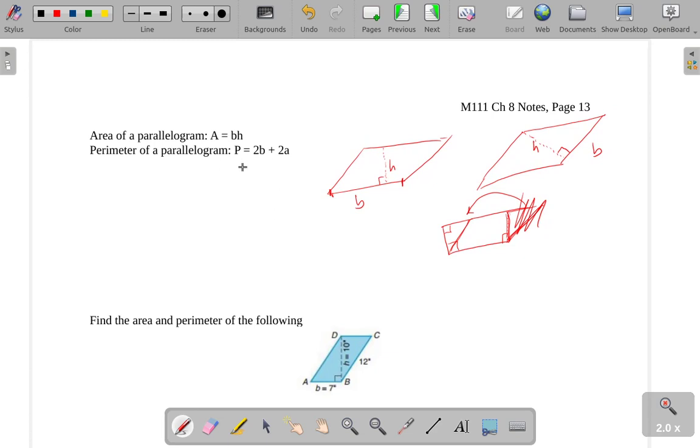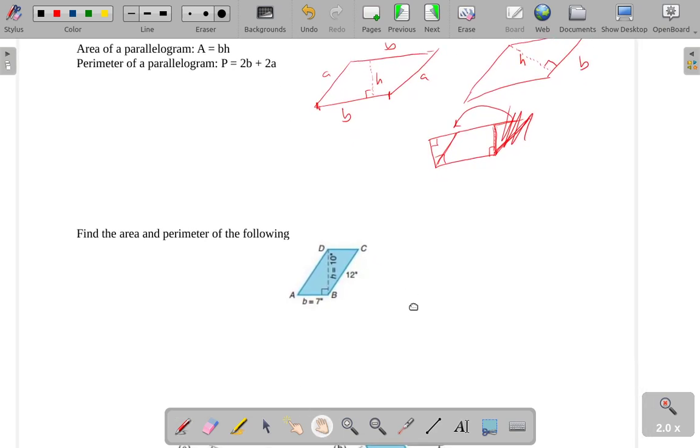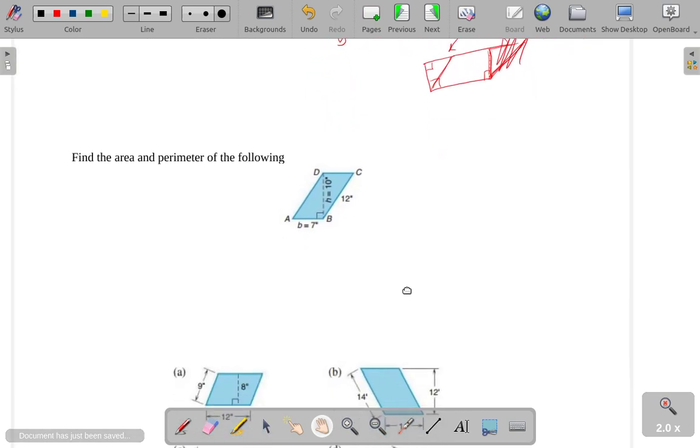There's nothing special about the perimeter of the parallelogram. It's just going to be all four side lengths added together. Let's call these A's. A plus B plus A plus B, or B plus A plus B plus A, I guess is the order I pointed to them. And we can combine them together to get 2B plus 2A. Those actually do all use the side lengths of the parallelogram.